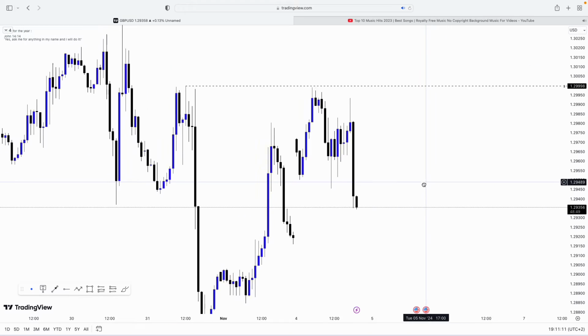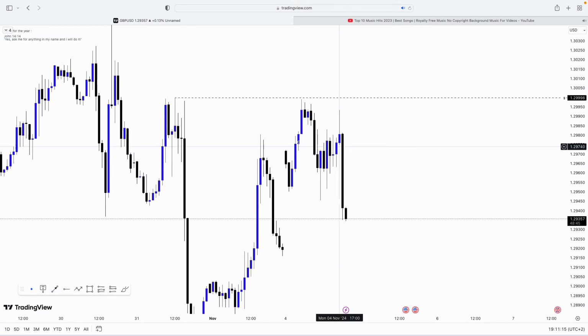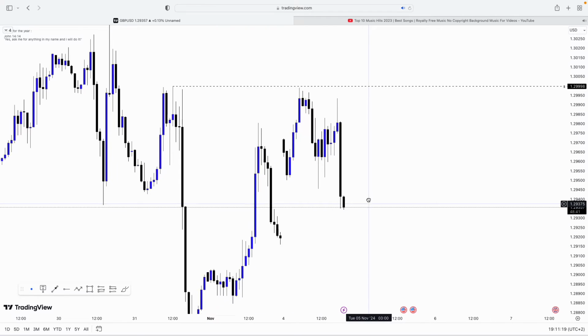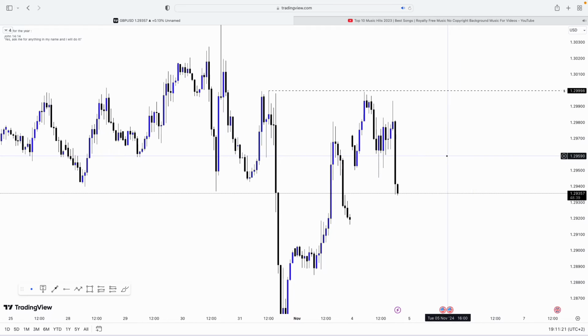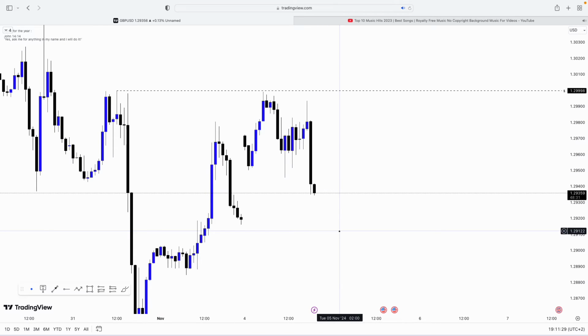I will get to that in a moment, and why I took risk off, where I took risk off, etc. So yeah, let's jump into it. So this was London Open, and that's where I saw the position that I was interested in.